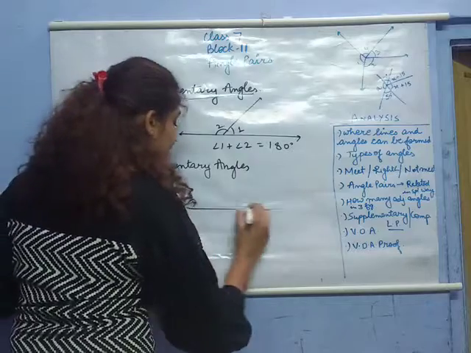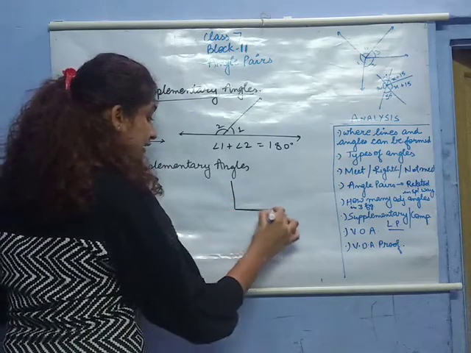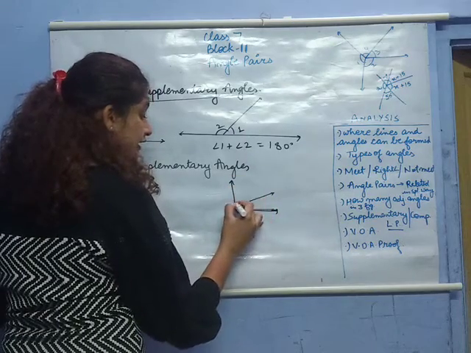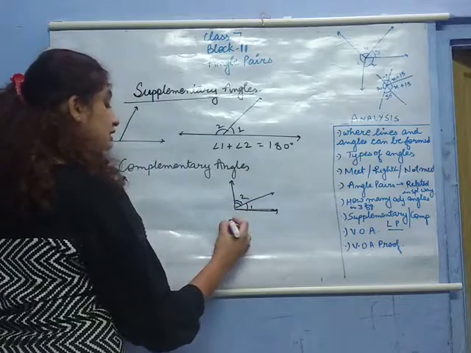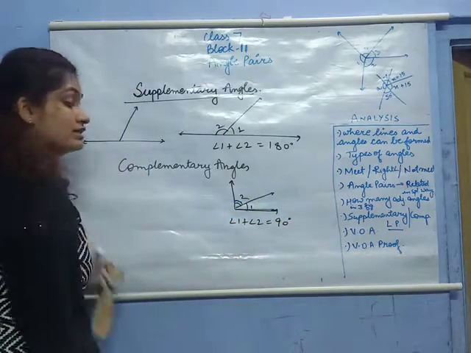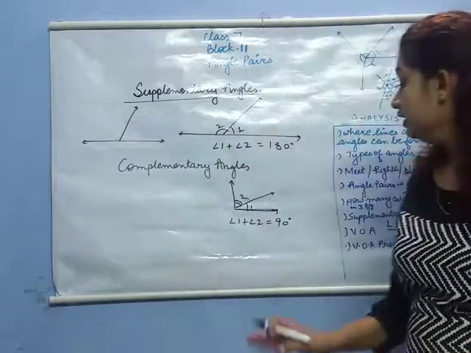Complementary angles are a pair of angles whose sum is 90 degrees. Angle 1 plus angle 2 together form 90 degrees, and this is called a complementary angle.